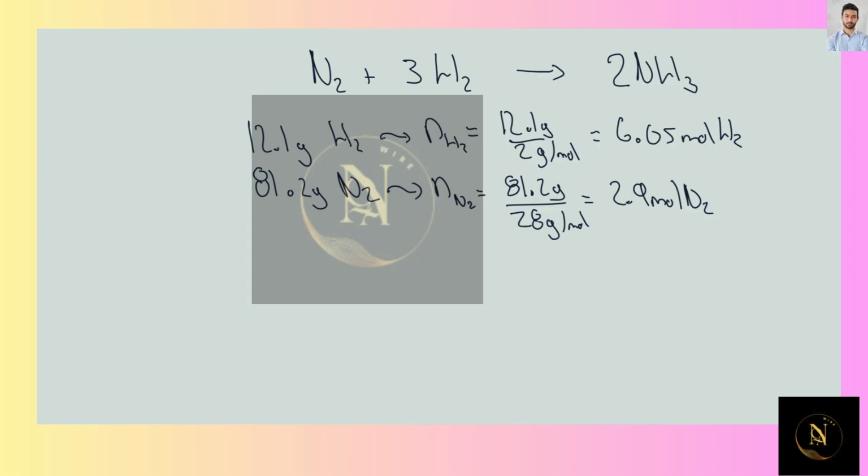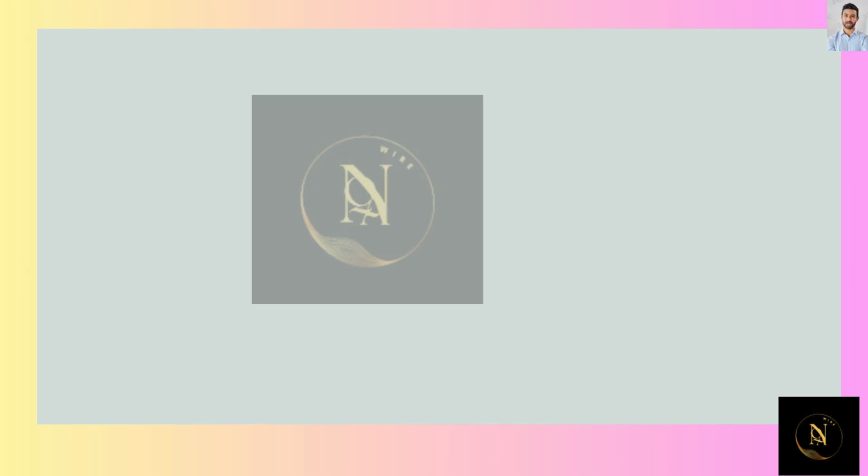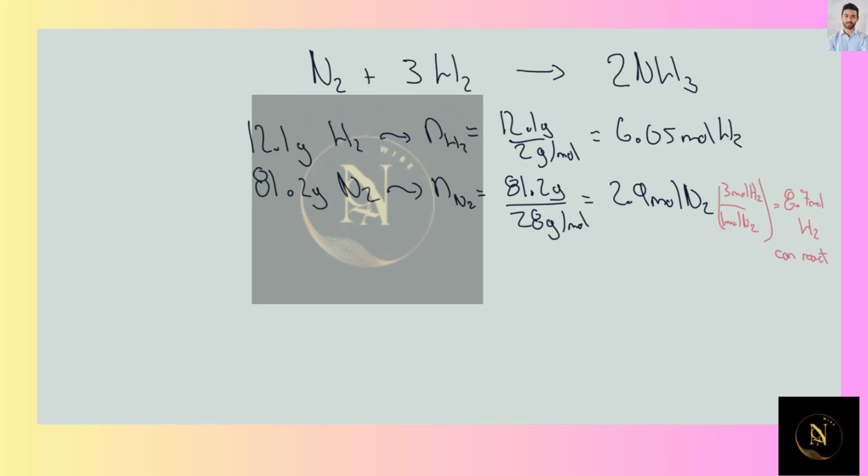So, for example, in the case of nitrogen, we know that 1 mole of nitrogen reacts with 3 moles of H2. So, over here we would get 8.7 mole of hydrogen can react. Since this quantity is larger than the amount of hydrogen that we're going to have present, the hydrogen is going to be our limiting reagent.